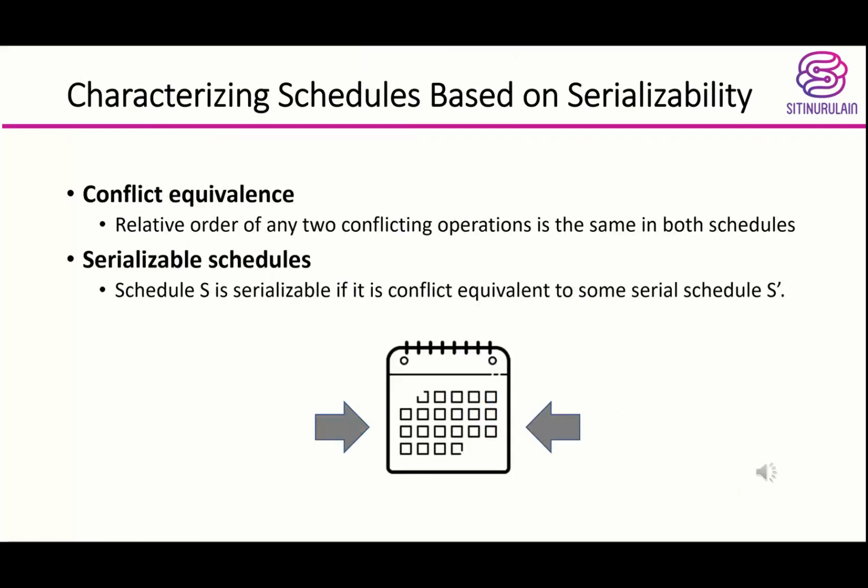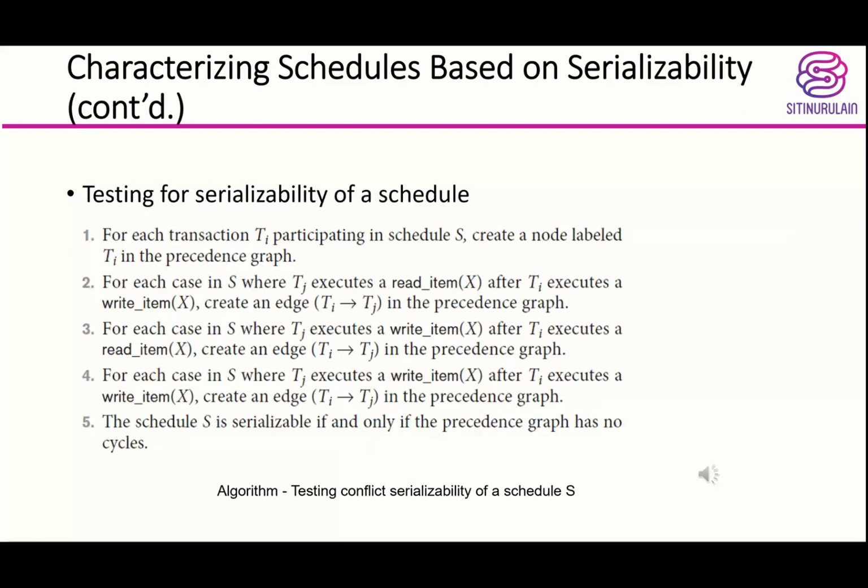Characterizing schedules based on serializability. Conflict equivalence: the relative order of any 2 conflicting operations is the same in both schedules. Serializable schedules: schedule S is serializable if it is conflict equivalent to some serial schedule S'. The slide shows the algorithm for testing conflict serializability of a schedule S.